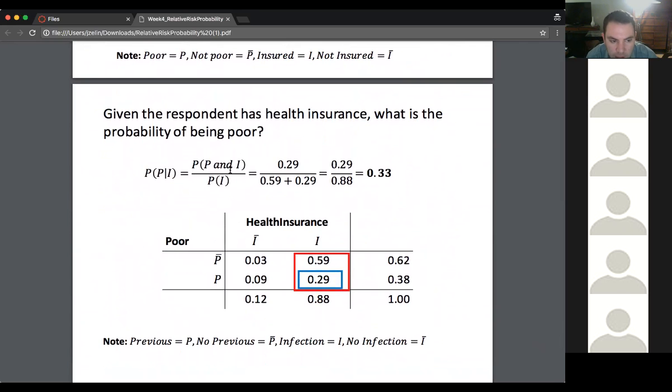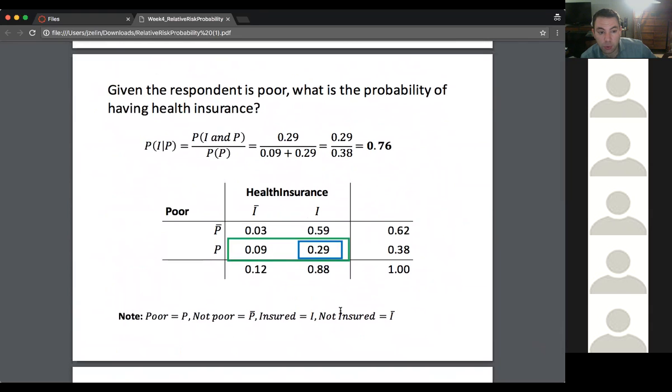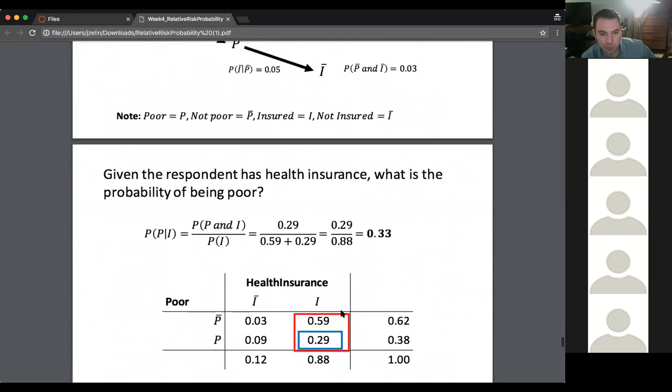So we're going to look at the probability of being poor and insured, which again is 29%, 0.29. And now we're dividing by whether they have insurance or not. That's the conditioning statement, and that's 0.88. And we can see that there's a 33% probability of them being poor given that they have insurance. So it's a much less likely event than the previous example, where, given the respondent is poor, the probability of having insurance was 0.76.